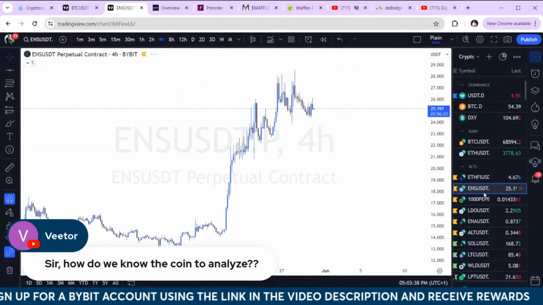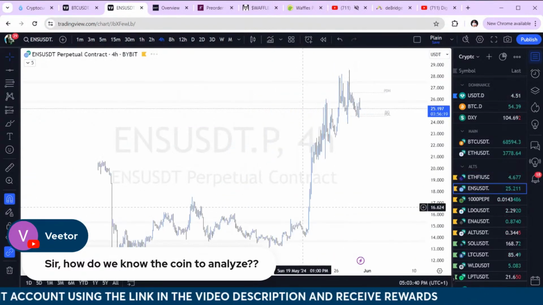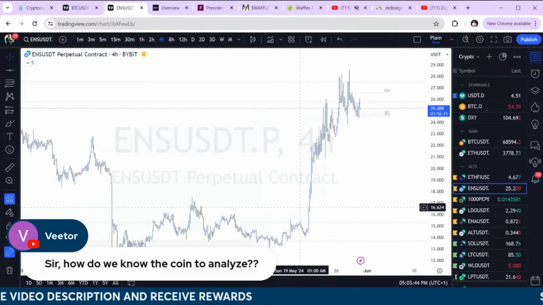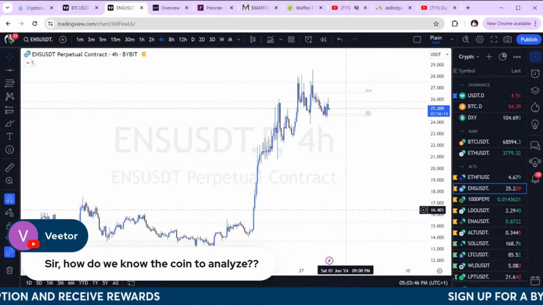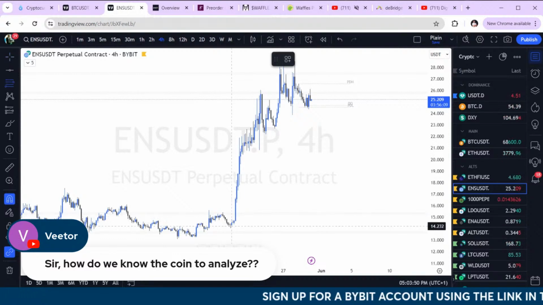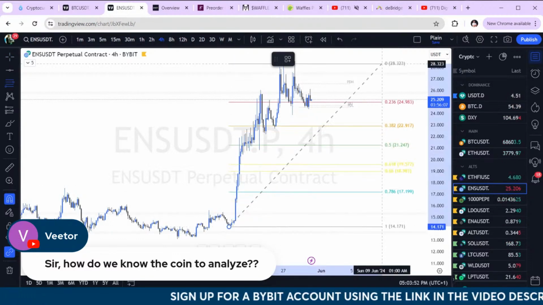Then we have ENS. These are the tokens that, when the news about the ETF came out, you can see that all of these followed Ethereum and started flying together with it. So my Fibonacci retracement too, from this move to that high there.